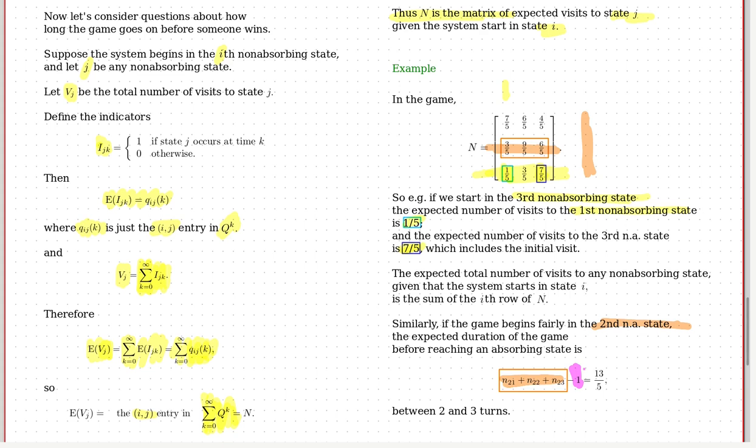Okay, so if you subtract that off, what you find is that the expected number of visits to all non-absorbing states, not including that first one, is 13/5. So that's between 2 and 3 turns. So that's how long you expect the game to last, about on average 2 or 3 turns. Not very long, right? And I guess that's not surprising because player X has a big advantage. So player X is quite likely to win in 2 turns, right off the bat. And it's not very likely to go much longer than that.